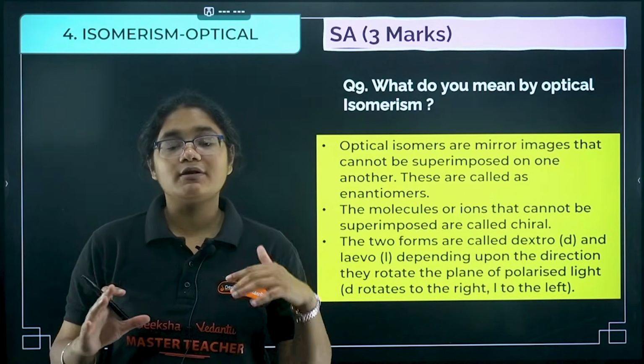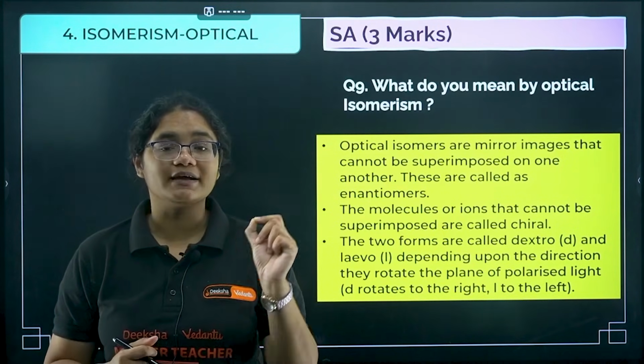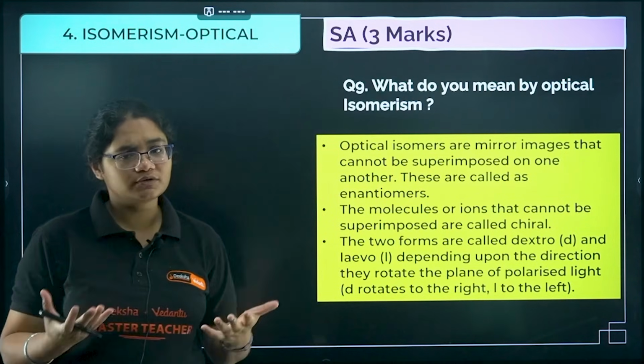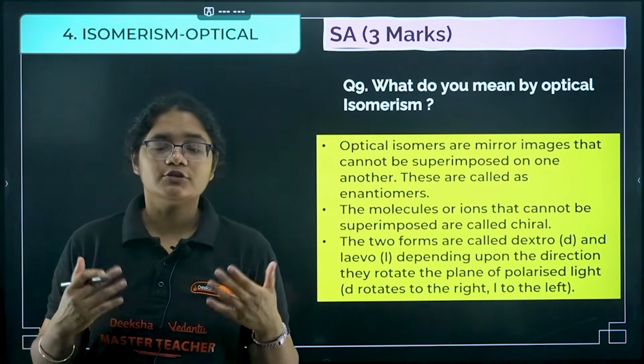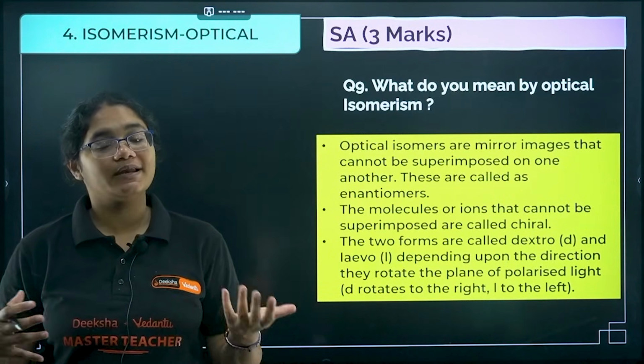Okay, if a compound is able to rotate the plane polarized light, then we call that compound optically active. Clear? Now what is this optical isomerism? Those compounds which are optically active show optical isomerism. Now how will you know by seeing a compound whether it is optically active or not?